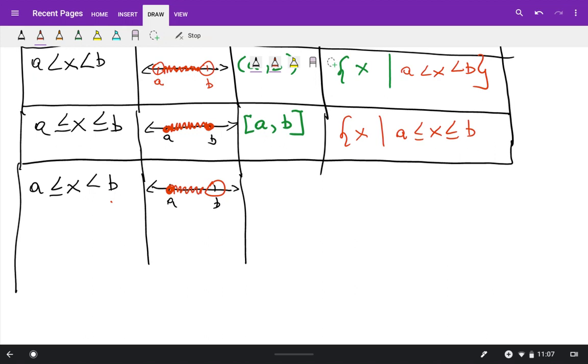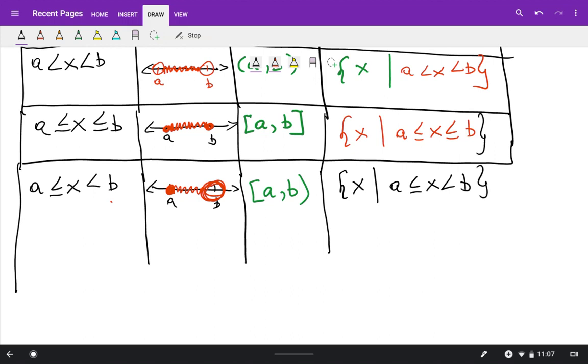So interval notation will be bracket a comma b parenthesis, because a is part of the solution, however b is not part of the solution because we have an open circle. And set builder notation, you will just put the same thing. The solution set are all the x's such that, and just copy the inequality. a is less than or equal x, but x is less than b. I forgot to close it over there.